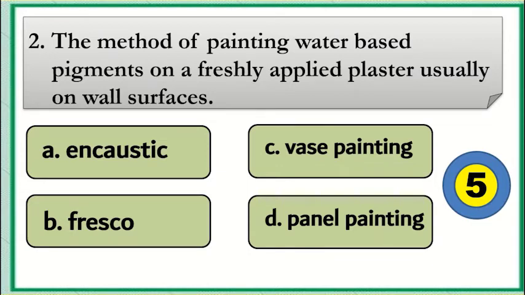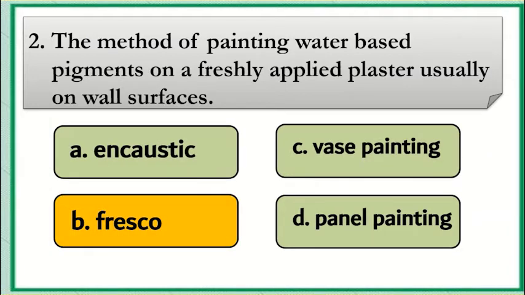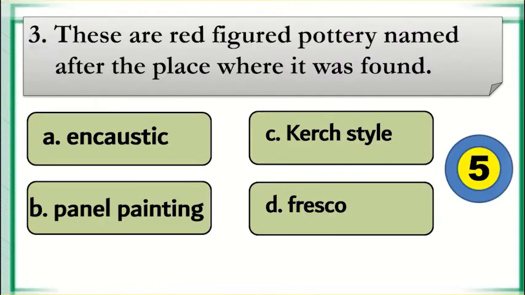Letter A, encaustic. B, fresco. C, vase painting. And D, panel painting. If you answered B, that's correct. Good job. 3. These are red-figured pottery named after the place where it was found.